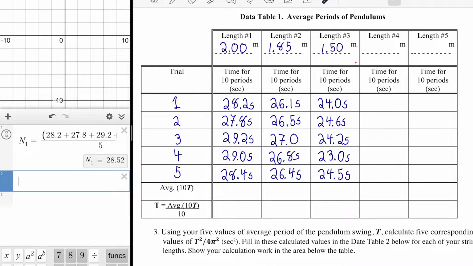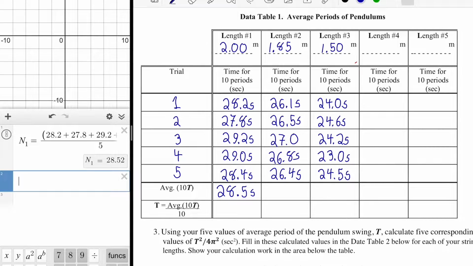Now, I was confusing myself there because here I'm taking the average. So I divide by the number of trials, not by the 10 that represents the 10 swings. In other words, this is the average time it took for 10 swings to be completed. So the average time for 10 periods was 28.5 seconds. And I'm just showing 3 significant figures here, so I'm not showing the 0.2. It's fine either way. I'm not picky about that at all. Just don't include too many, but 4 would be fine as well.